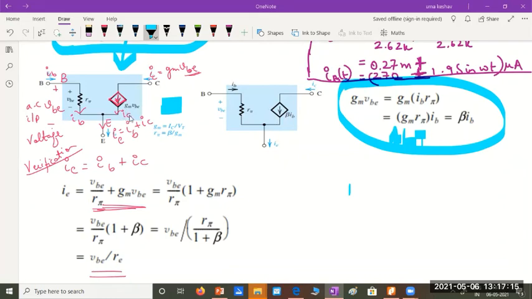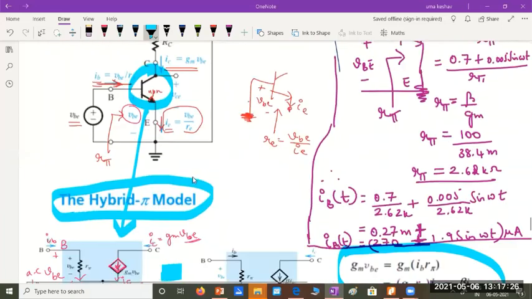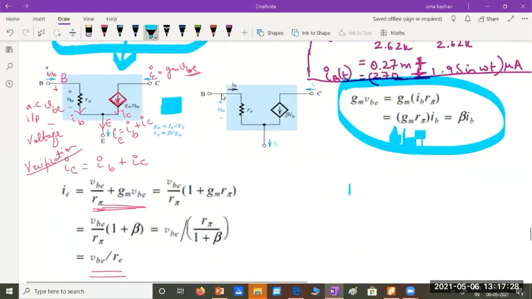These are two very, very important different ways of replacing the transistor whenever we use it in an amplifier. So when we are replacing the transistor in an amplifier, you'll use either this or this model. Please remember that it's very important.